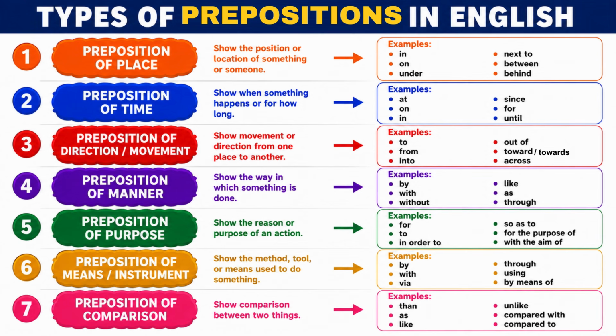She cut the paper with scissors. Via. I sent the message via WhatsApp. Through. We communicate through technology. Using. He solved the problem using a calculator. By means of. The data was collected by means of surveys. Finally, prepositions of comparison. These show comparison between two things. Examples include than, as, like, unlike, compared with, and compared to.